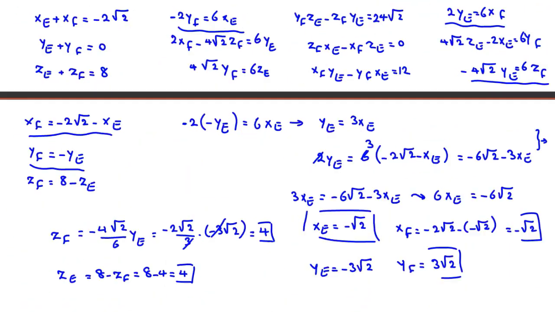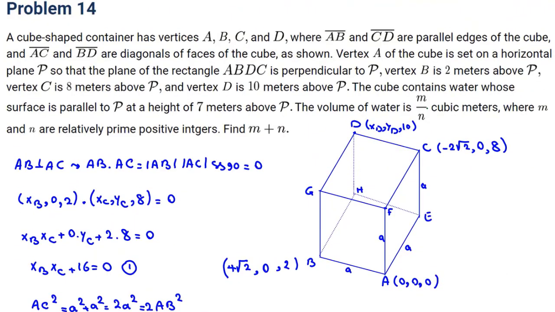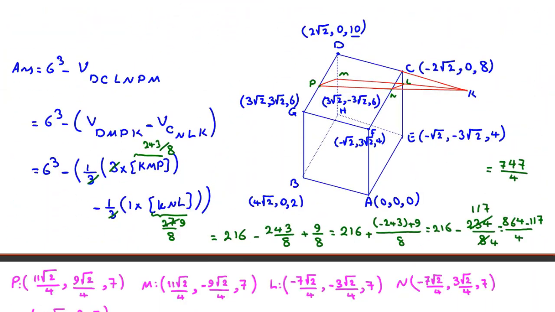The problem says, when you find the area, let's calculate this m over n, m plus n is what, when m and n are relatively prime. Here m and n are relatively prime, so the answer is m plus n, which will be 747 plus 4, which will be 751, and the answer is this.